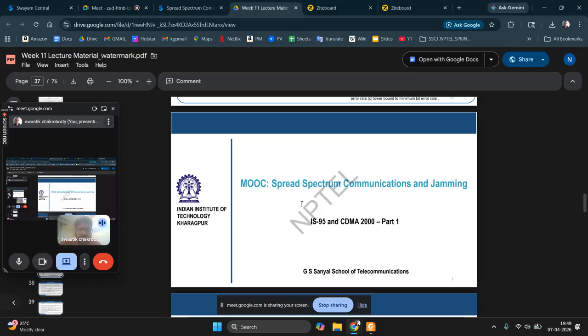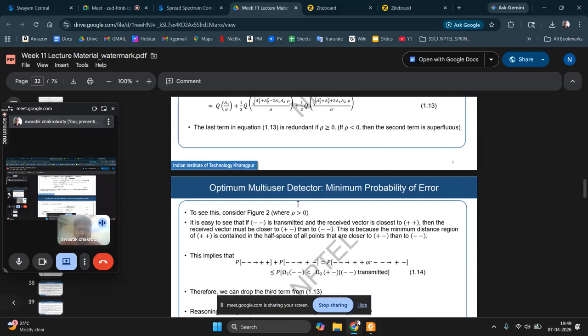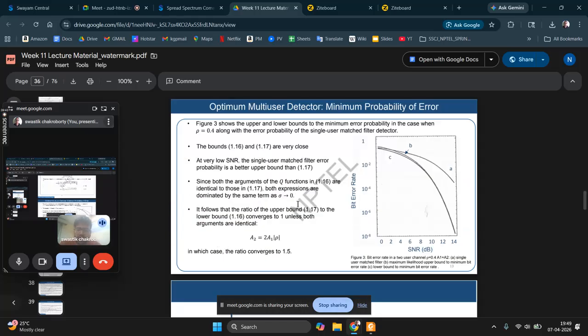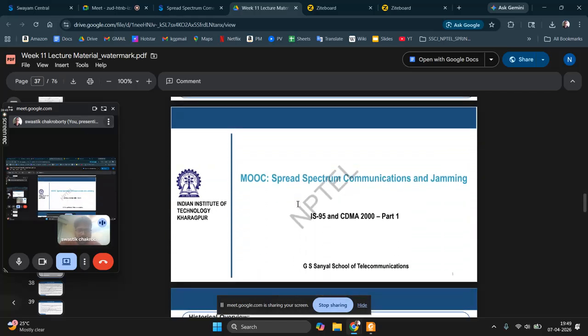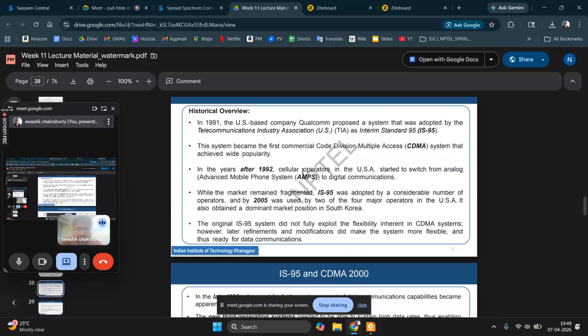Okay, so now we will be covering more on the multi-user detector after we have finished IS95 and CDMA 2000. So for now we will stop our discussion on multi-user detector and now go to IS95 and CDMA 2000.